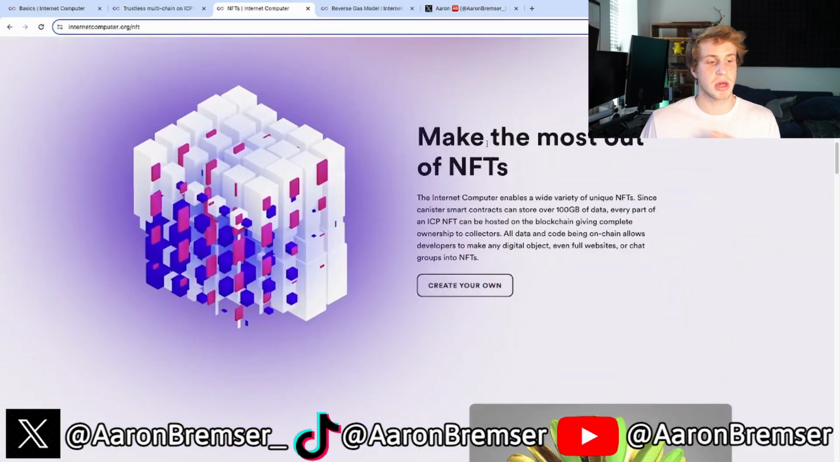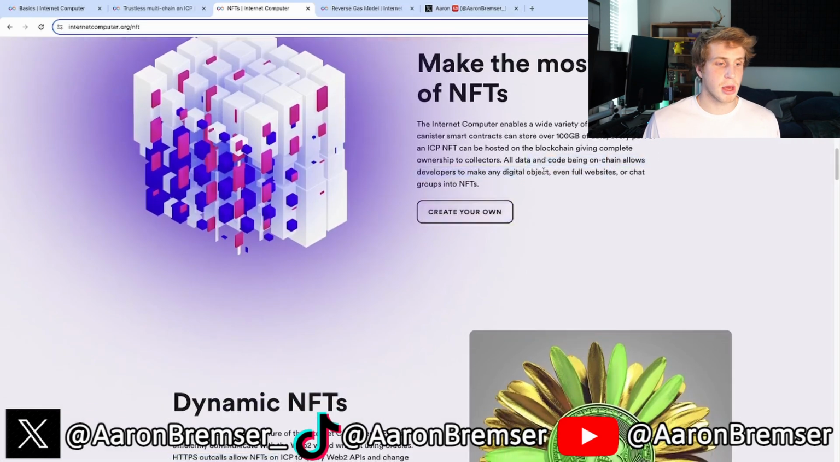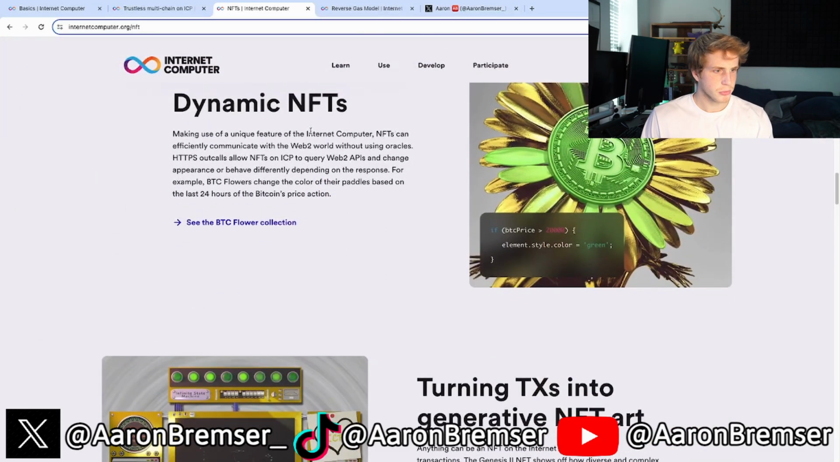But take a look at this. Make the most out of NFTs. The Internet Computer enables a wide variety of unique NFTs. Since canister smart contracts can store over 100 gigabytes of data, every part of an ICP NFT can be hosted on the blockchain. So you actually have ownership. On these other blockchains, you don't actually have ownership of the NFT. On the Internet Computer, you do. All data and code being on-chain allows developers to make any digital object, even full websites or chat groups, in the NFTs. Really cool.